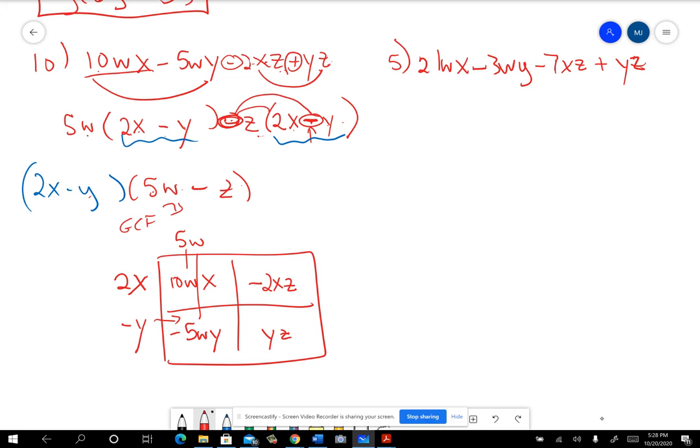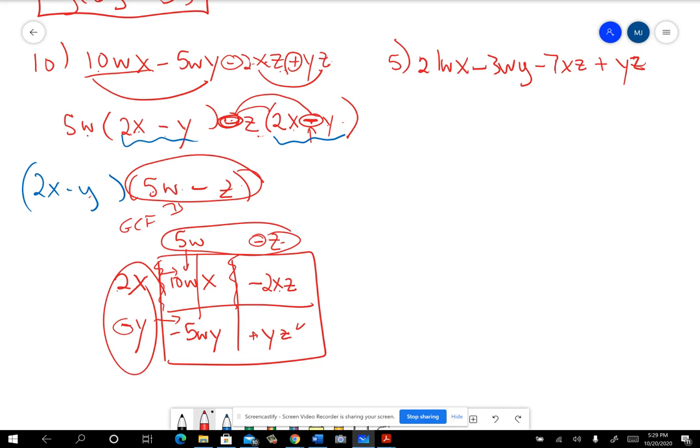Okay, so just using length times width, what's inside the box is the area. Now if I have a 2X coming from the left right here, then I'm going to have a negative Z on top, because negative Z times that would give me the negative 2XZ. And then this negative times that negative gives me the positive YZ. That's like a built-in check. And my final step would be to write them together, and I would put the 5W minus Z in one parenthesis and the 2X minus Y in the other. Okay?